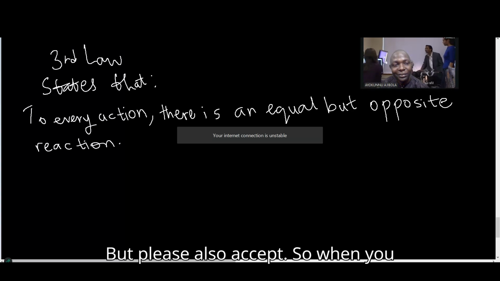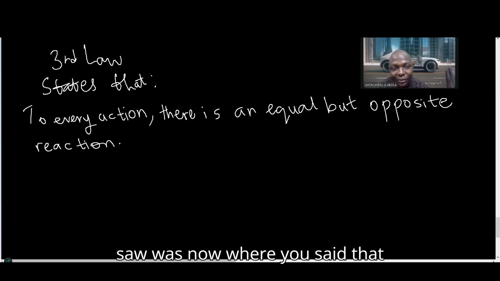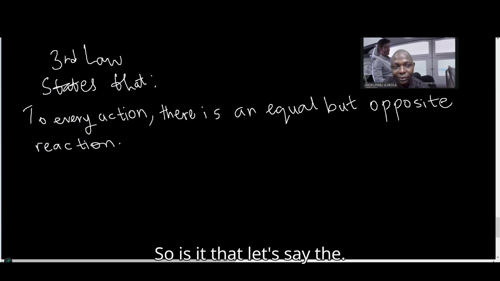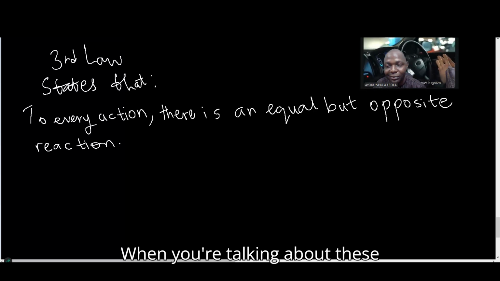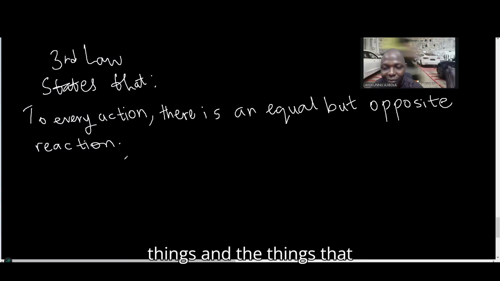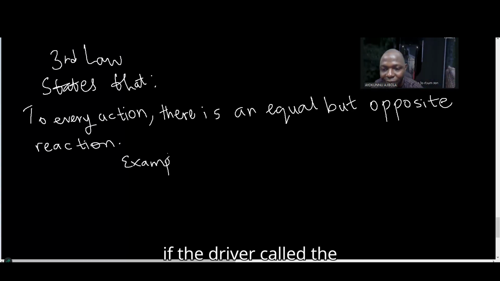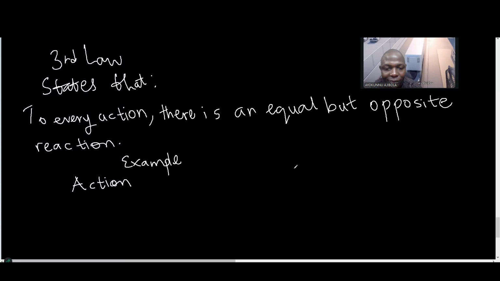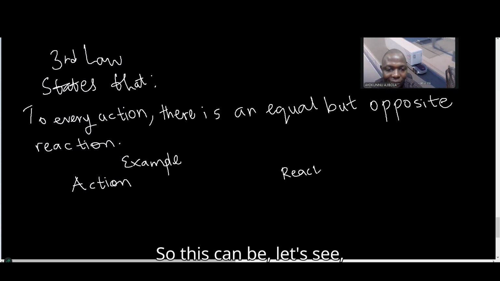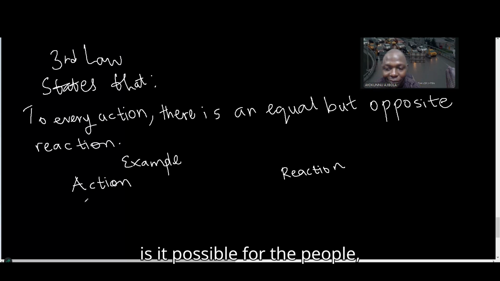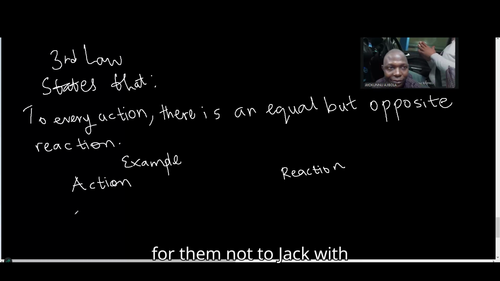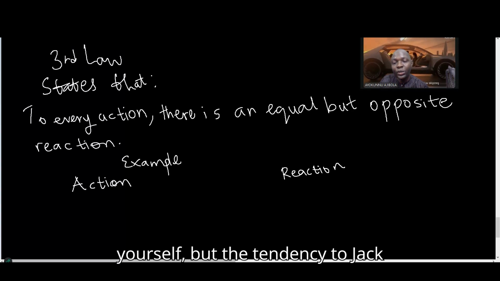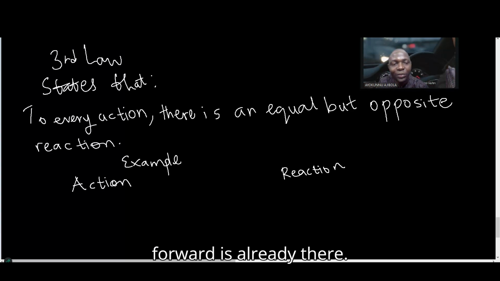Sir, please, I want to ask. When you said that there is an equal but opposite reaction, when you were talking about the taxi, if the driver presses the brake fast, they will go forward. Is it possible for the people not to jerk with the car going fast? You could control yourself, but the tendency to jerk forward is already there.